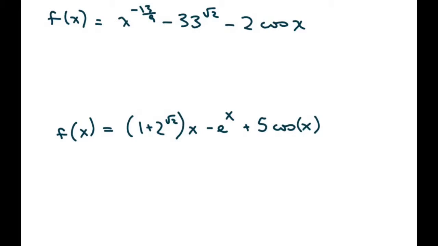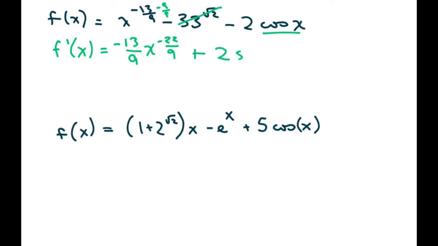The next one is this one. So we've got basic, use your simple rules. So it's going to be negative 13 over 9 x, and you're going to subtract 9 over 9. And that's going to be negative 22 over 9. This is just going to go to 0. That's a constant. And the derivative of cosine is negative sine. So that's going to be plus 2 sine, because you'd have 2 negatives make a positive.